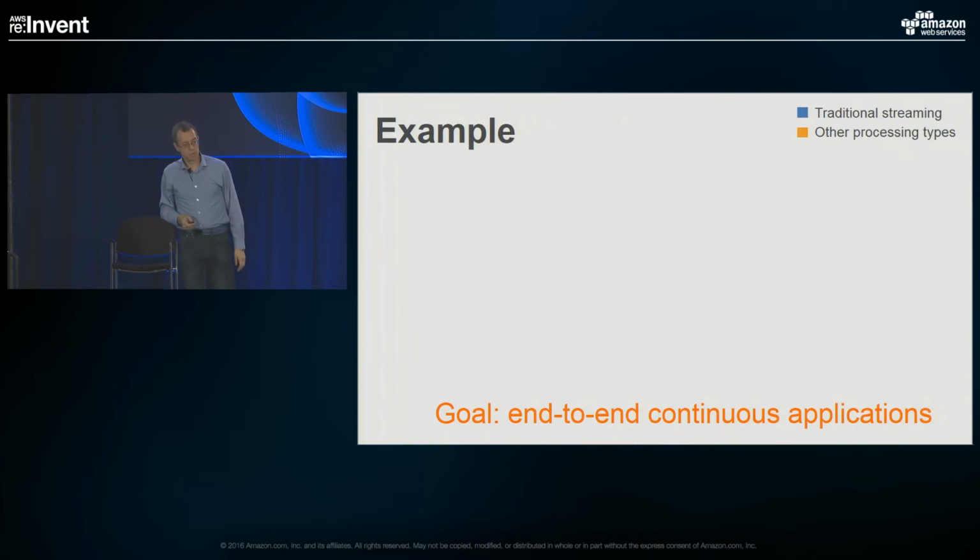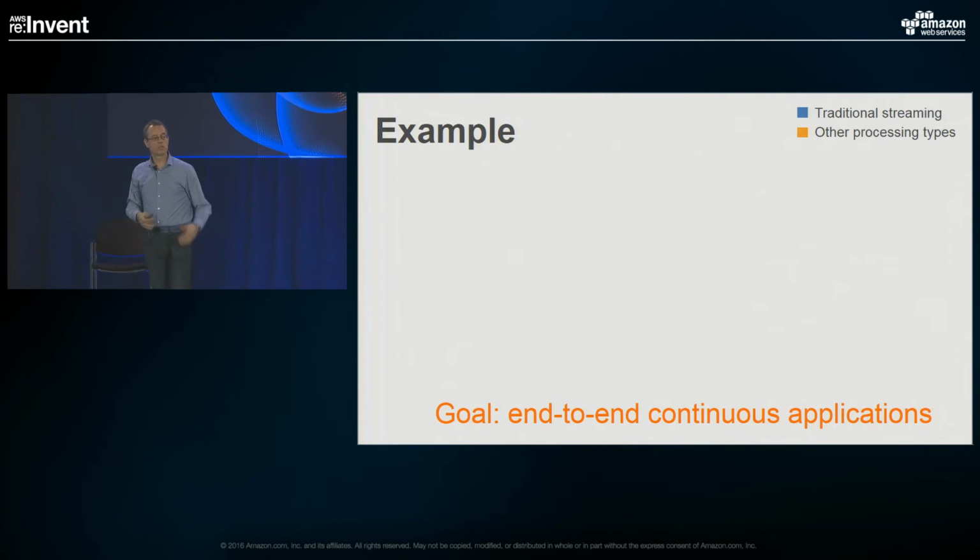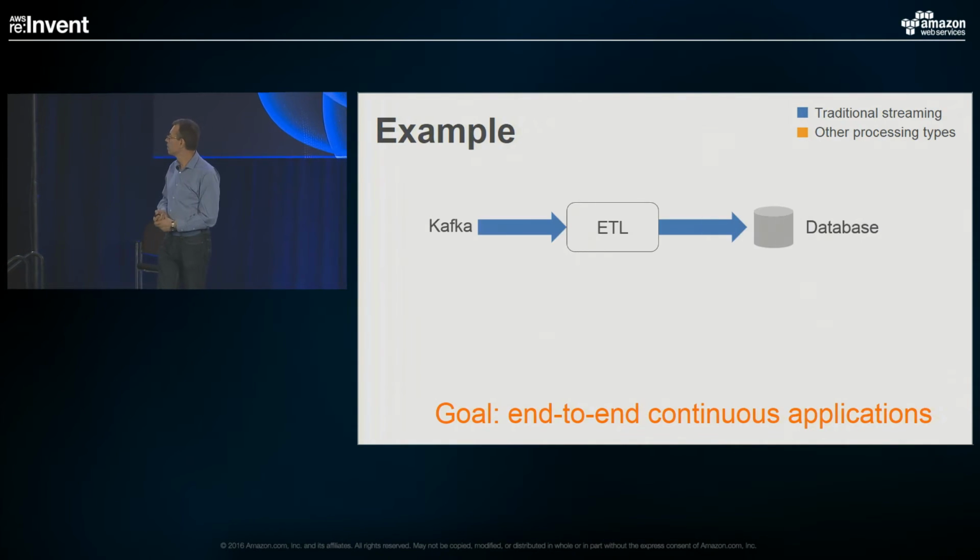So let's see what you can do. First, let me start with what you typically do with streaming systems. So here is how a streaming pipeline looks. You get something in Kafka or Kinesis, you do some ETL, and then you store your logs in the database. If you have an IoT application, this is kind of what you do.